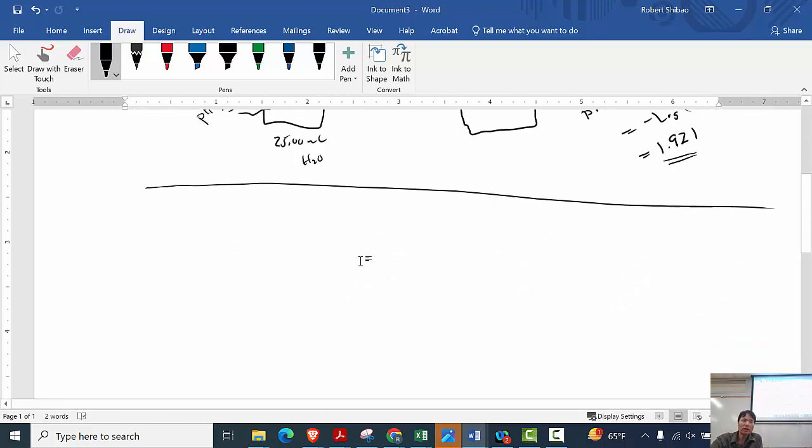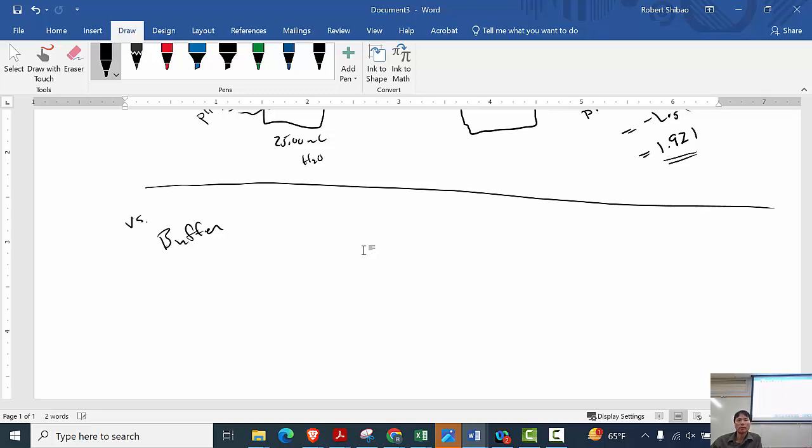Well, let's take a look at a buffer. Now, we want to make a buffer that's pH 7.00. How about acetic acid, acetate? Will that work? And so does anybody recall what buffer range is?